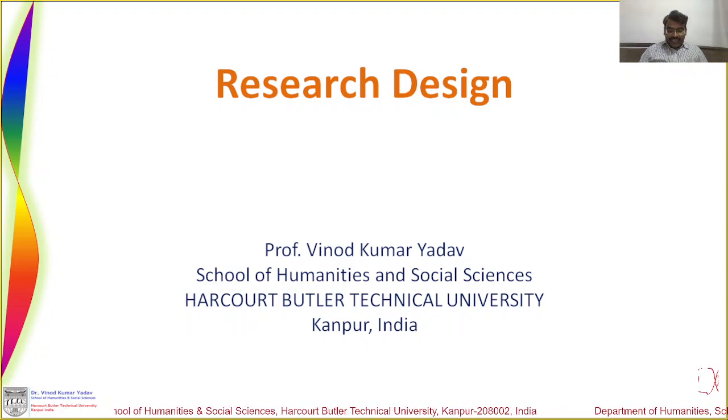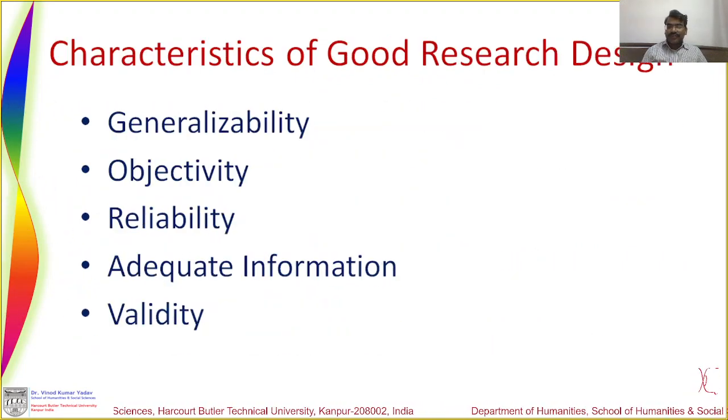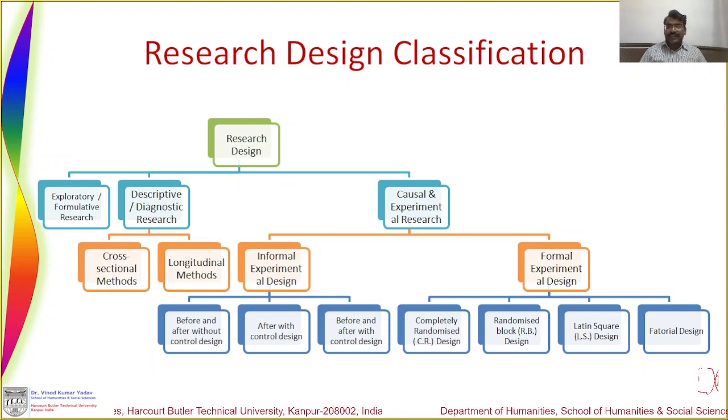So continuing from the last lecture that we discussed on research design, I'm just bypassing those things. We were discussing the research design classification in the last lecture, where we talked about the types of research design. The broader types we discussed were exploratory, or what you call formulative research design, then descriptive and diagnostic research design, and then causal and experimental research design.